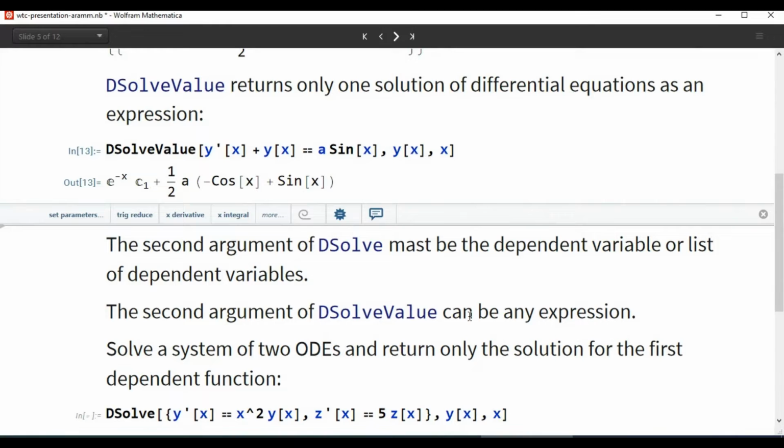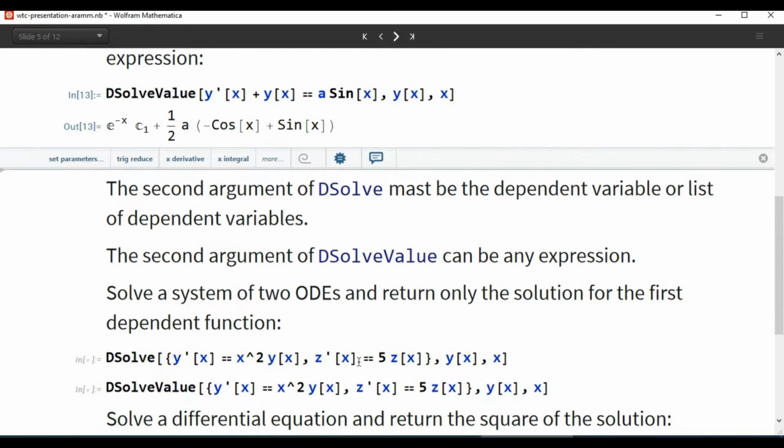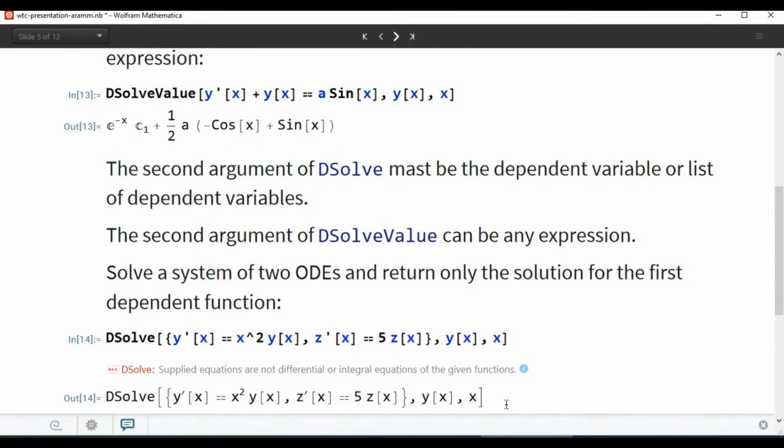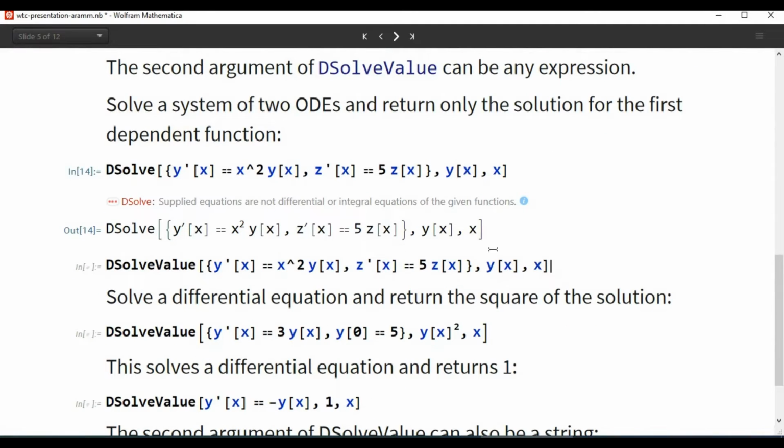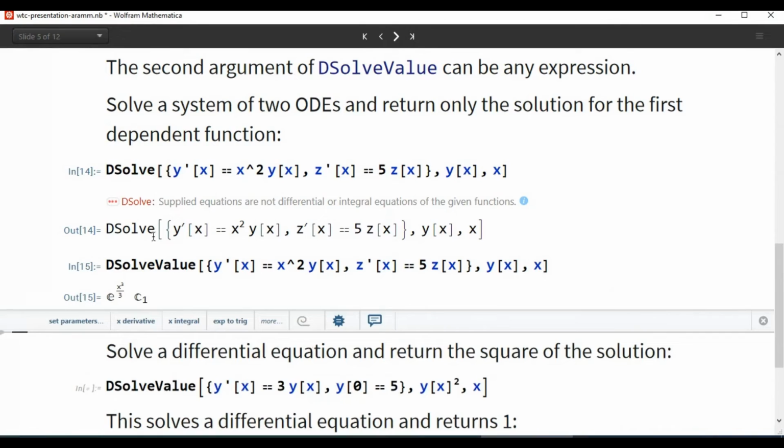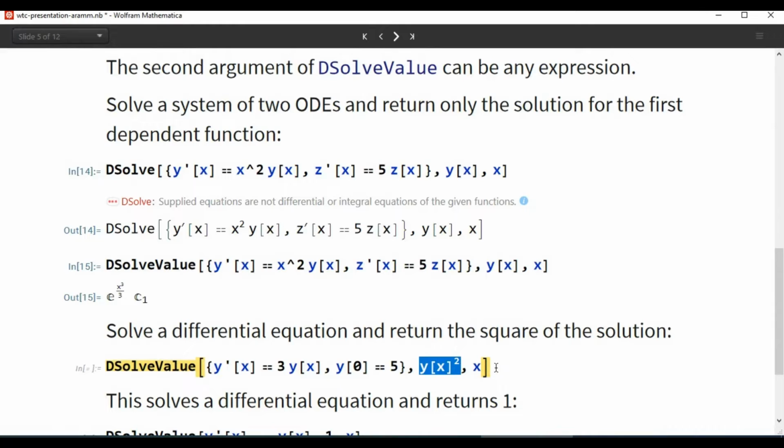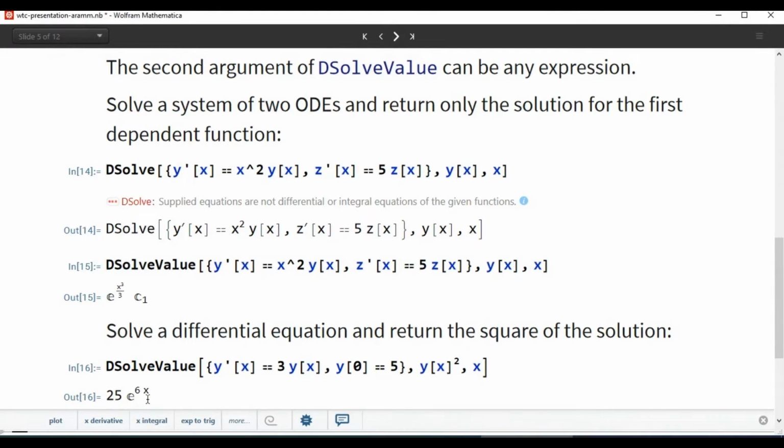To demonstrate this difference, let's consider the following simple example. Suppose we want to solve a system of two differential equations, but we want to return only the solution for one of the dependent functions. For example, we have here two differential equations, and we want to get the solution only for y of x. If I try to do that using DSolve, I will get an error message, and DSolve will fail. But I can easily do that using DSolveValue. So I put here only y of x, but I have two equations with two dependent variables, y and z, and DSolveValue will return only the solution for y of x. And even more, I can ask DSolveValue to solve a differential equation and return, for example, the square of the solution. I can easily do that by putting just y of x squared here, which is not allowed for the case of DSolve. And as a result, I will get the square of the solution.